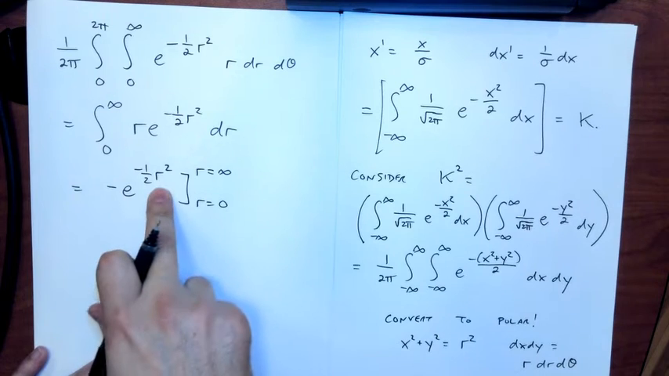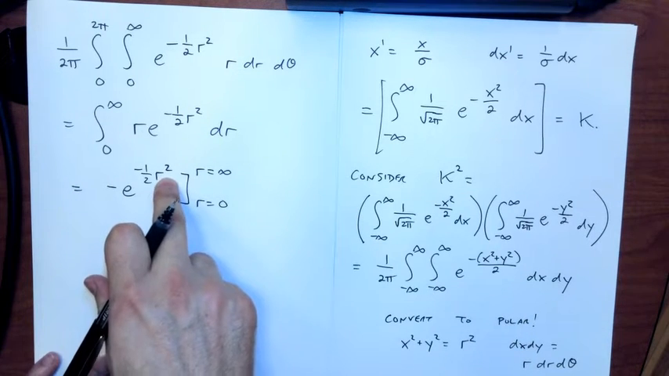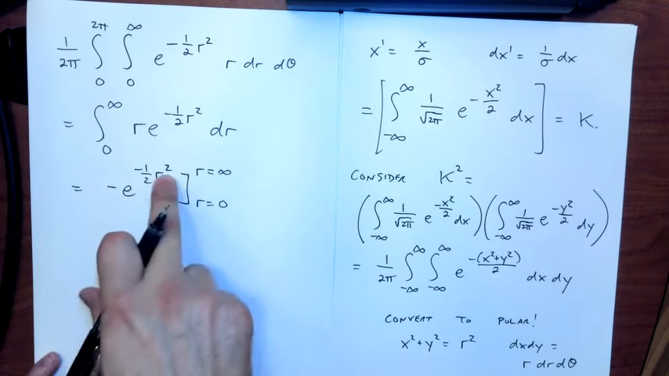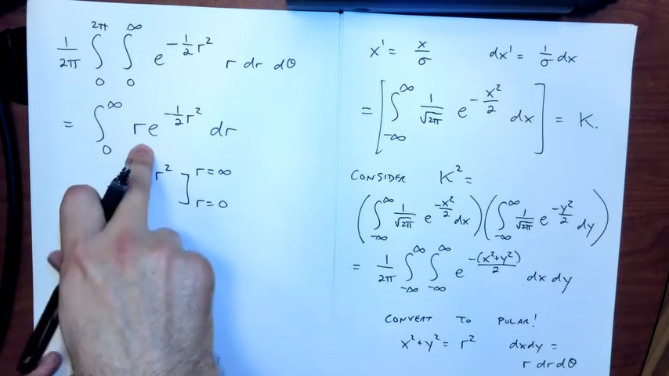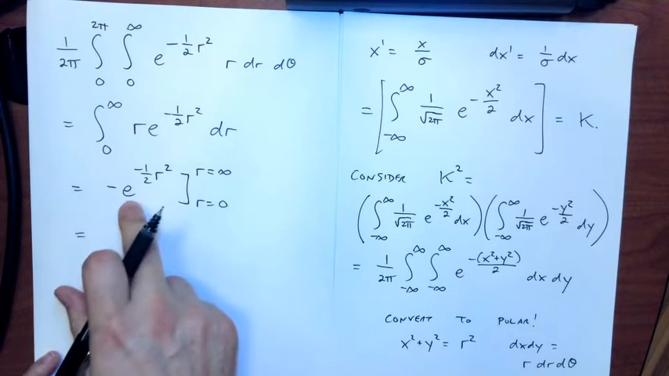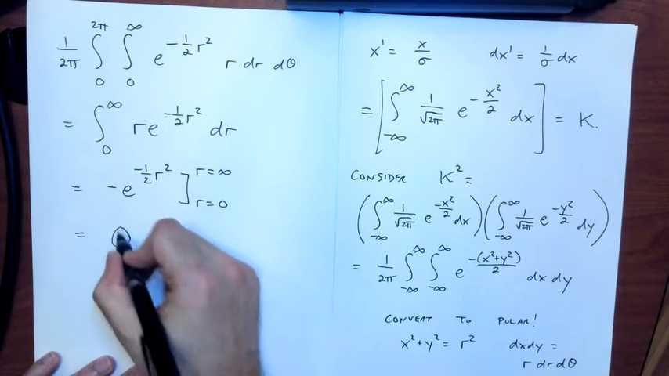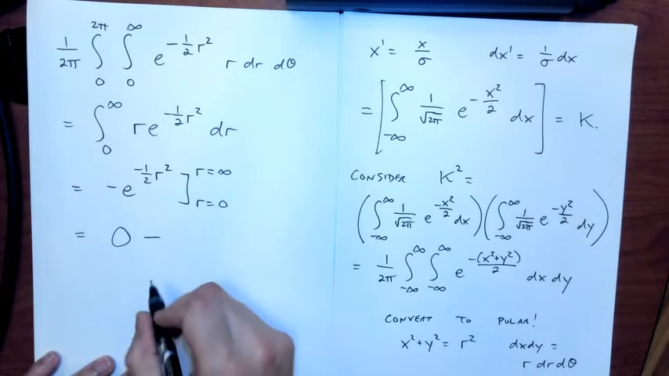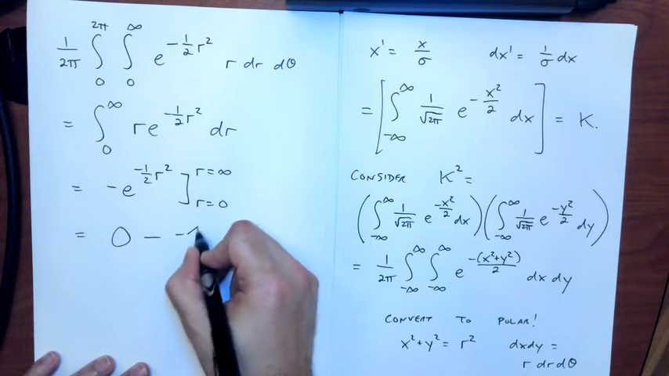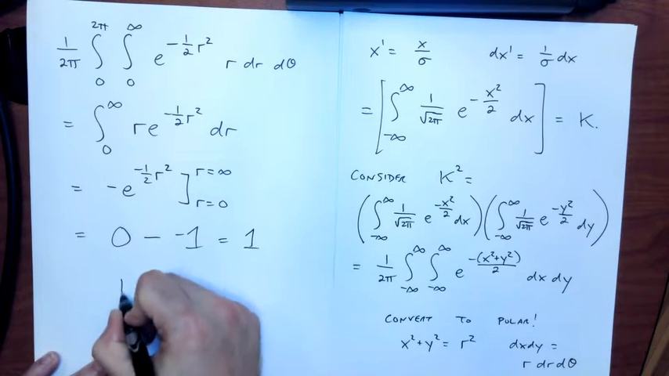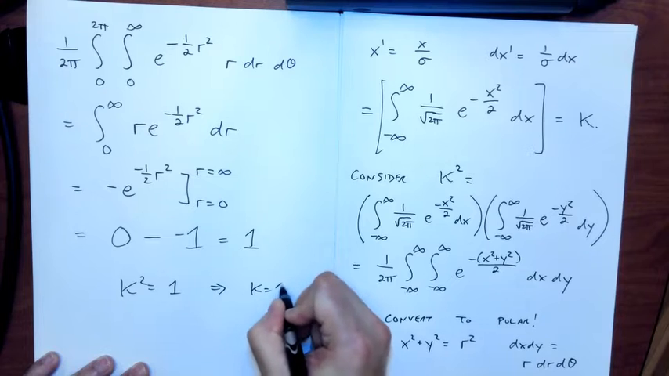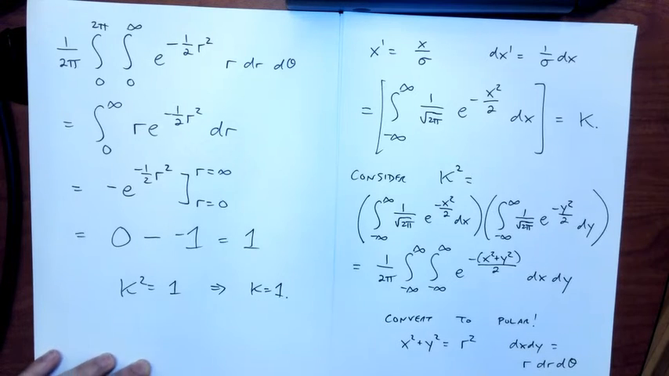Because this is like saying that if I took the derivative of this, what would I have? I'd have a negative 2r times a 1/2 coming out. That would produce this r here. And so now r equals infinity gives me e to the minus infinity, which is 0. R equals 0 gives me minus e to the 0, which is minus 1, which gives you 1. So what I figured out was that k squared equals 1, and that tells me that k equals 1 itself, which means that I proved what I wanted to do, right?